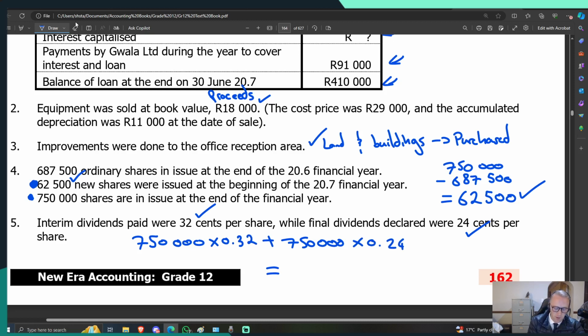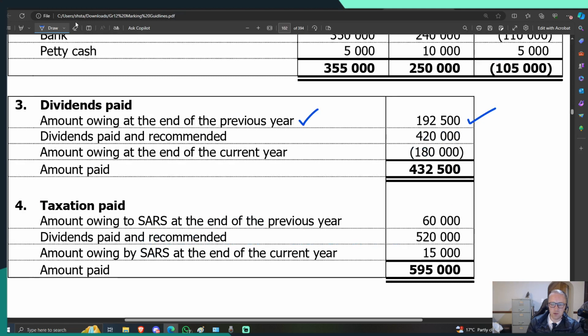if I've done this correctly, 450,000 rand. 750,000 rand times by 420,000. That gives us 420,000 rand. That is our total amount declared and paid. Let's put that in our cash flow statement. Dividends paid and recommended, 420,000 rand.